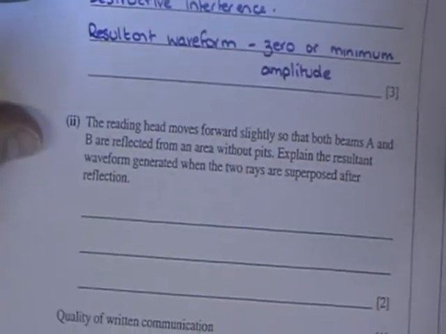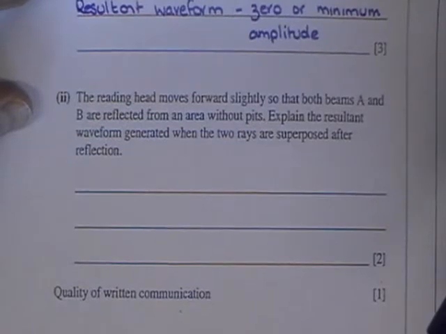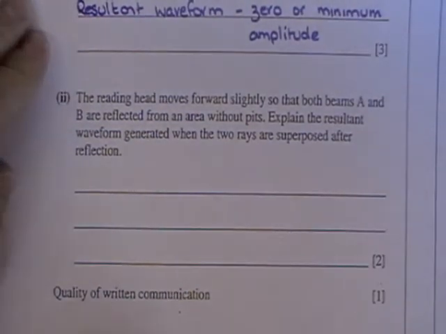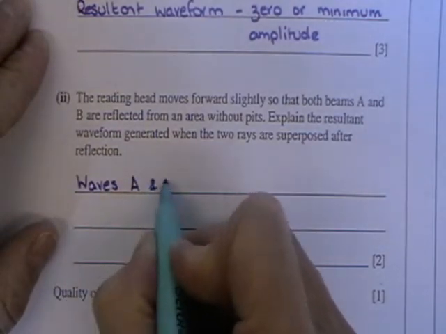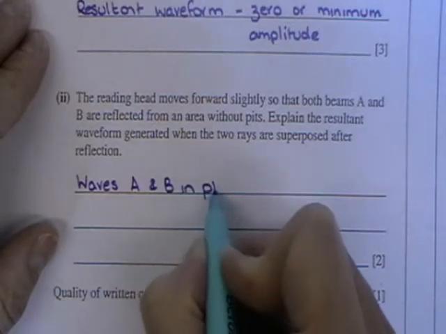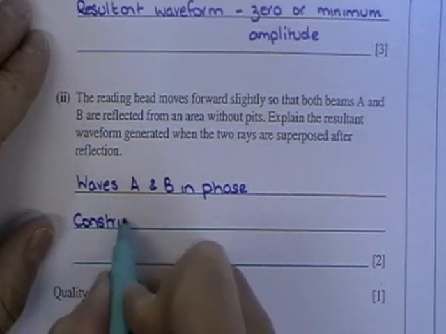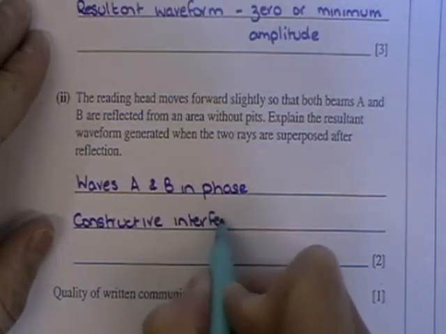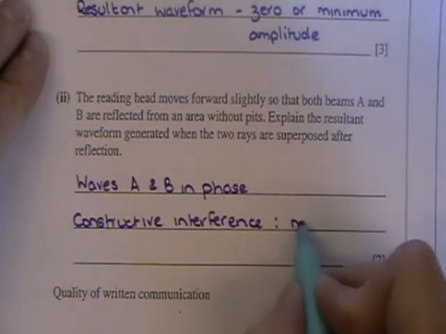And then the reading head moves forward slightly so that both beams A and B are reflected from an area without pits. So they travel exactly the same distance before they superpose. That means that the waves A and B are in phase with each other. And therefore you're going to get constructive interference. And that means that you will have a maximum amplitude.